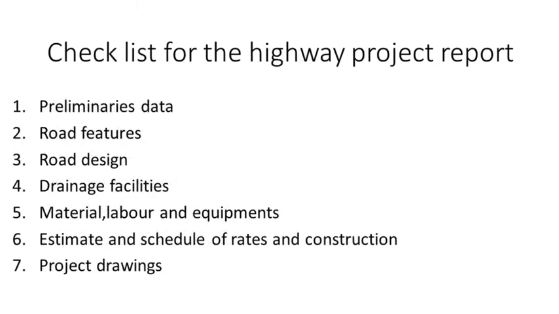Next, the checklist for the highway project. So these are the various documents required, or the list of documents for the complete project. The first one is preliminary data. In that we require the name of the work and its scope. Next, authority and plan provision. Next, history and geography of the climate.